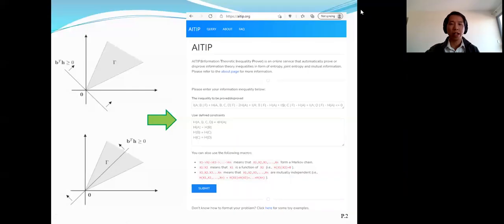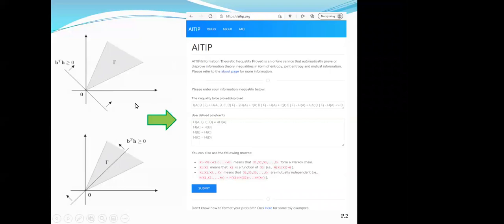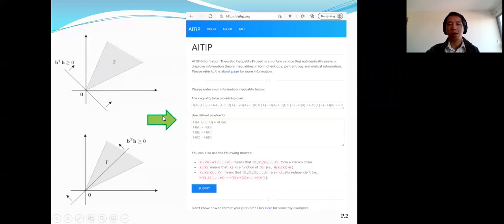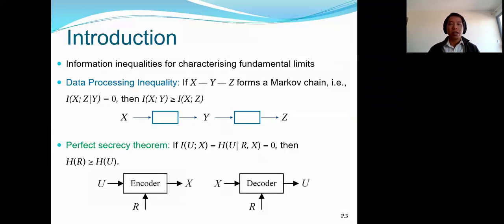results in proving inequalities. And recently, we have developed a software called AITIP, which is a web-based software, which can help us to prove information inequalities or give us hints about how to construct a counterexample if AITIP cannot prove the inequality. Proving information inequalities is very useful when we want to analyze a communication system.